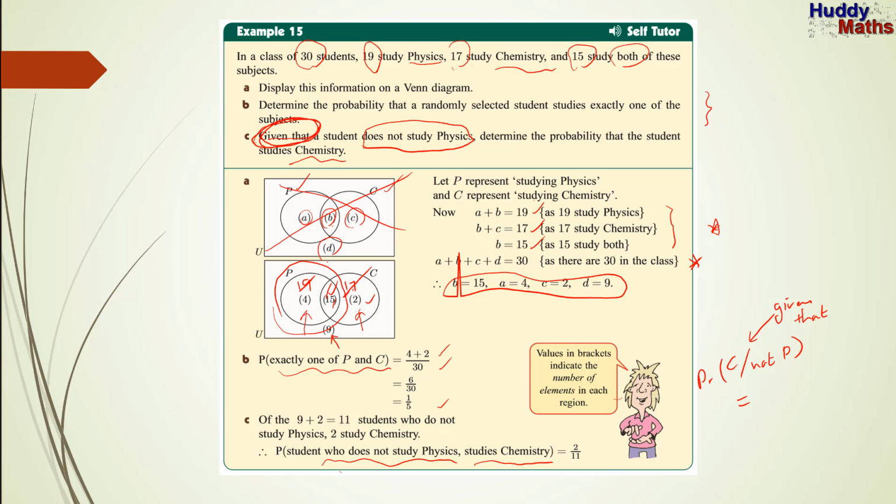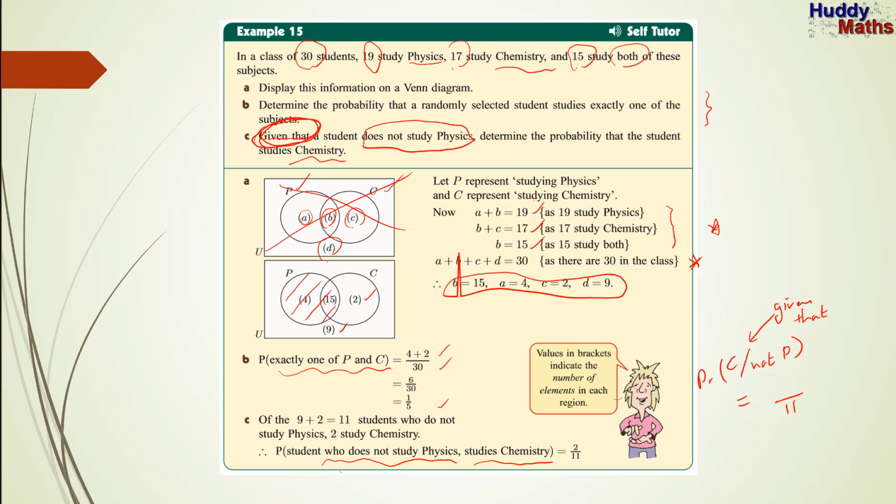So let's have a look. We're told it's not physics. So we've got to go outside the physics set. Let's get rid of all the background noise here. Okay. So here, outside of physics, so it's not in there. So what do we got? 2 and 9. So it's out of 11. Okay, so here, given that it's not physics makes the sample space smaller.